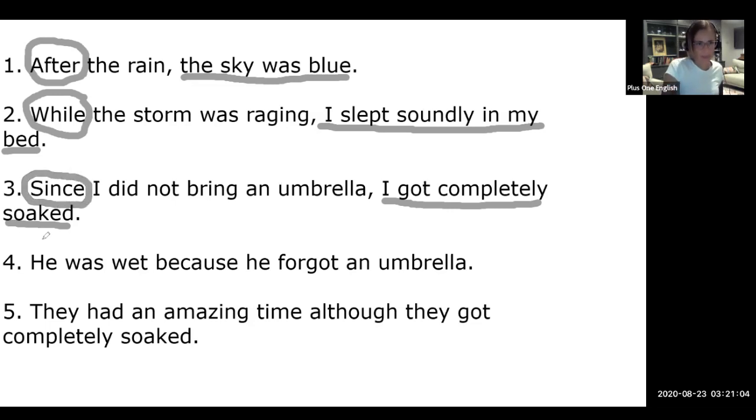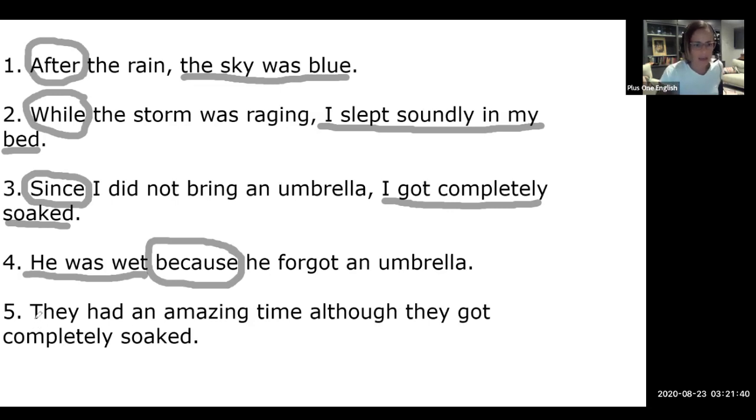Okay, number 4. He was wet because he forgot an umbrella. Where is the independent clause? It's right here. He was wet. And the dependent or the baby clause is here. Because he forgot an umbrella, with because being the subordinating conjunction. Okay, last one, number 5. They had an amazing time, although they got completely soaked.